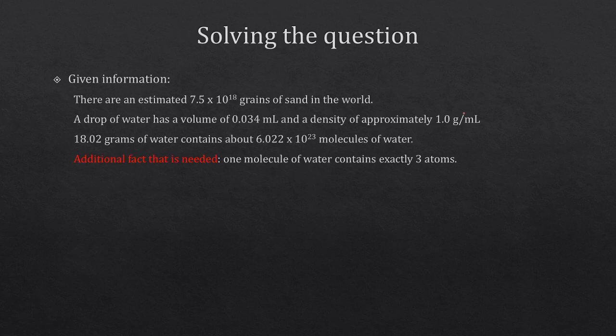So first, we're given this information. We have an estimate for the grains of sand. We've got a drop of water and its volume and density. And we know the mass of water and how we convert it to molecules. And then one last fact that wasn't mentioned directly in the question, something you might have to think about if you were solving this problem yourself, is that 1 molecule of water contains exactly 3 atoms. Also note that we have not yet taught you that, but by the end of this chapter you would have an idea for it: a molecule has 3 atoms.